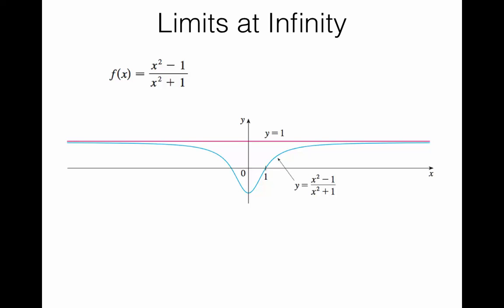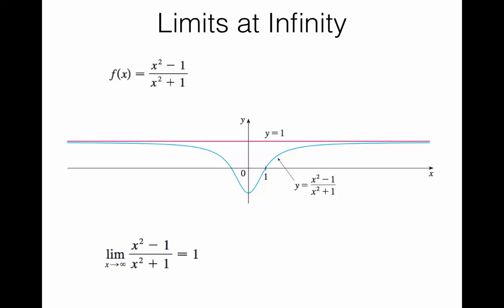That is, when x gets very, very large, the graph of the function in blue is getting very, very close to height 1. And similarly, when x gets very, very large negative, way out to the left, we see again that the blue graph is getting very, very close to height 1. So the function's values are approaching the number 1 when x gets very, very large positive or very, very large negative. So we can define the limit as x approaches infinity of f of x to equal 1.